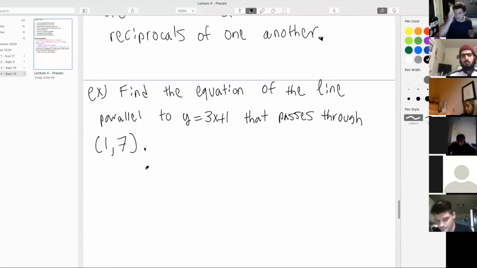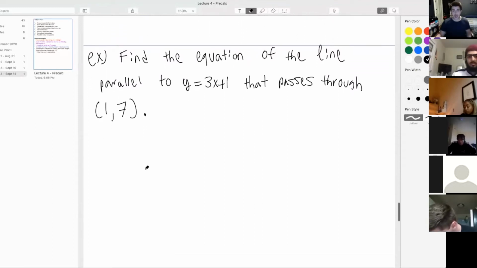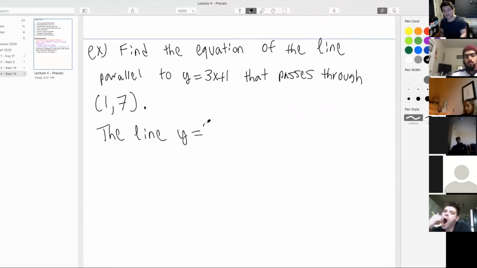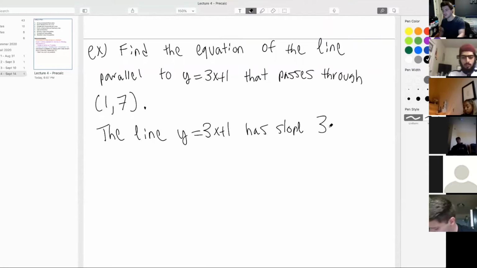Okay, so there's a few things we need to make note of here. We need to figure out what our slope is, and we already have the point that it passes through. So we just need the slope of our desired line. Well, this isn't that bad, because the line that we're given, y equals 3x plus 1, has slope 3. That's immediately readable from the equation because it's in y equals mx plus b form. So the line y equals 3x plus 1 has slope 3.